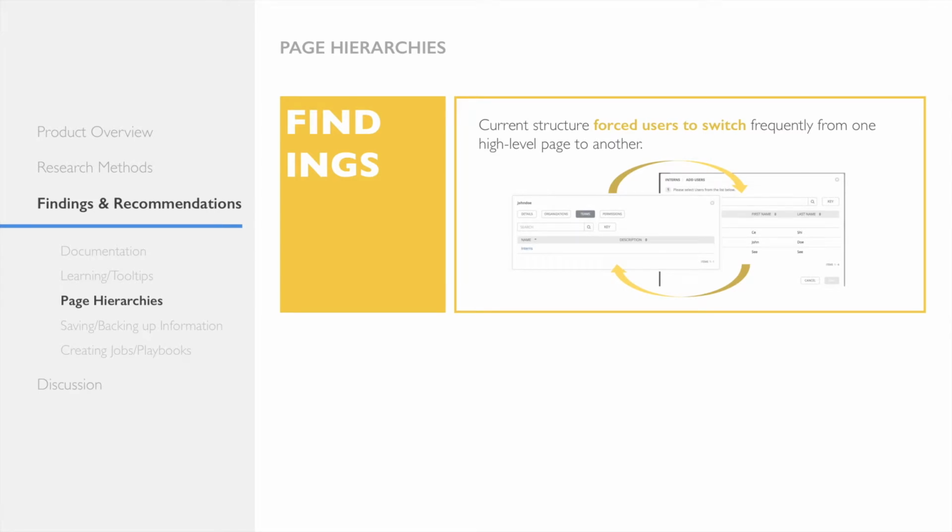In our own heuristic analysis and in conversation with AWX users, we found that the current structure of the system is designed in such a way as to force users to switch frequently from one high-level page to another, typically only from the left side navigation pane. For tasks like creating users and assigning them to a new group, this becomes particularly cumbersome. The frequent page swapping is slow, confusing, and dramatically increases user anxiety regarding saving their work.